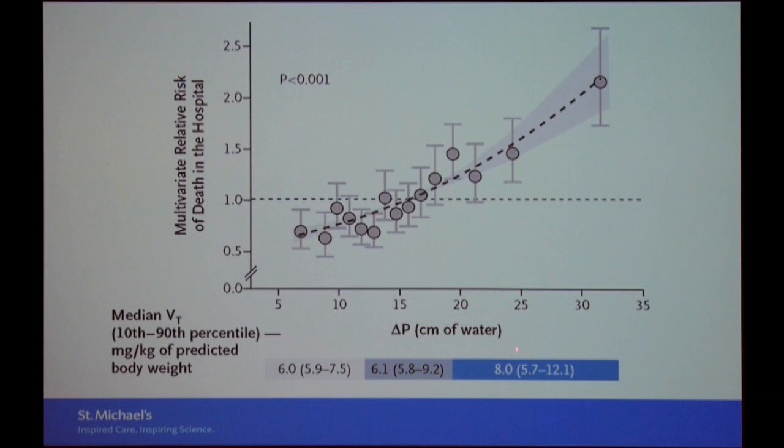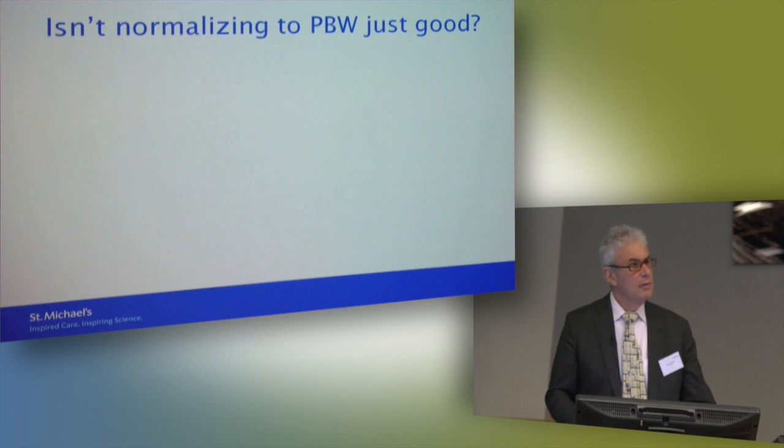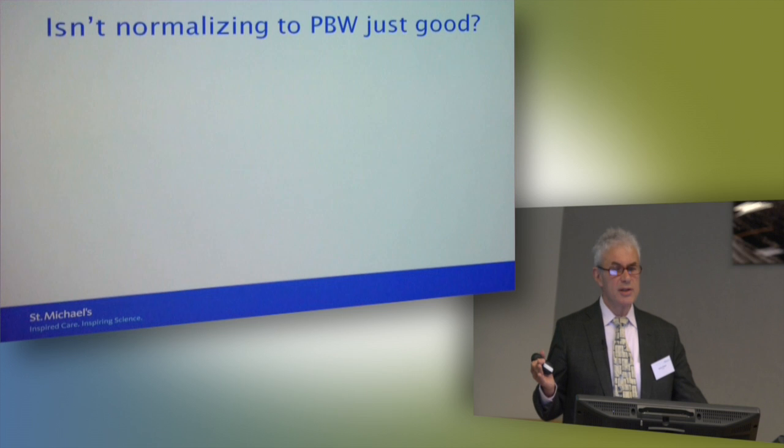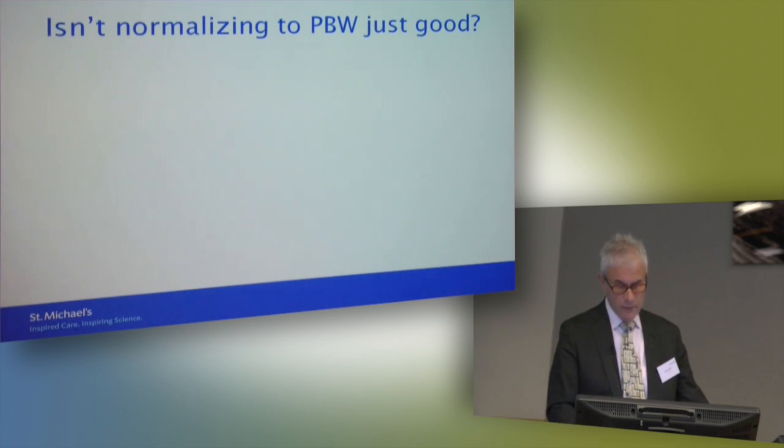That's actually an interquartile range. So just showing a dose response curve, showing that as you increase delta P, there's an increase in mortality. Now, I think a natural question, if you're sitting in the audience, is: is normalizing to predicted body weight just as good? We know that tidal volume to predicted body weight is what we usually use at the bedside. Can this give the same sort of results?